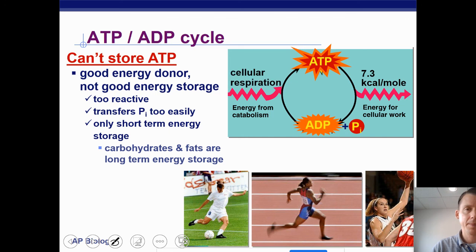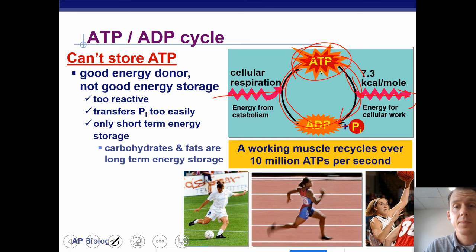All right, now we see that cell respiration is going to make ATP, and when ATP is made, ATP then is unstable. It is going to release its energy as it removes the phosphate, and this whole cycle will continue again and again and again. A working muscle recycles over 10 million ATPs per second, just one muscle. So that's a lot of energy that ATP is releasing.